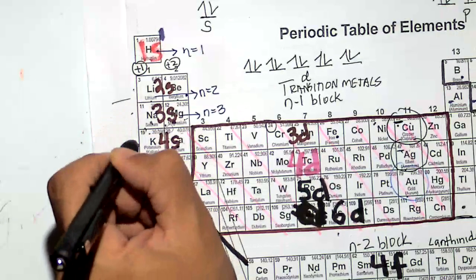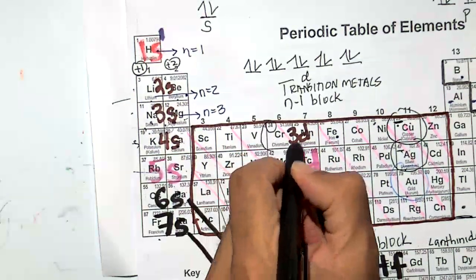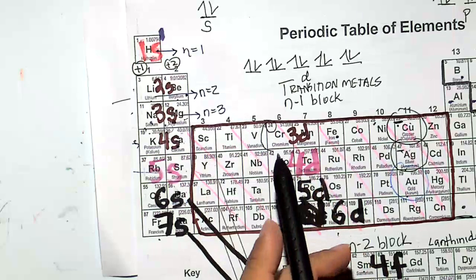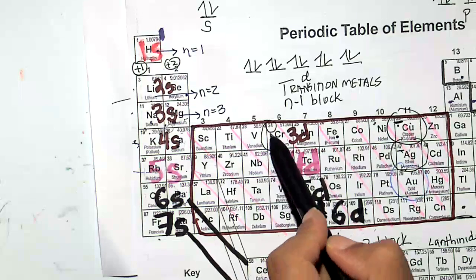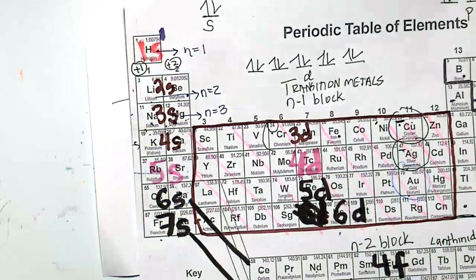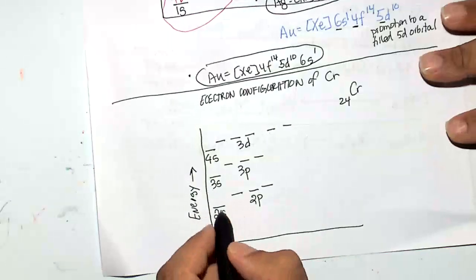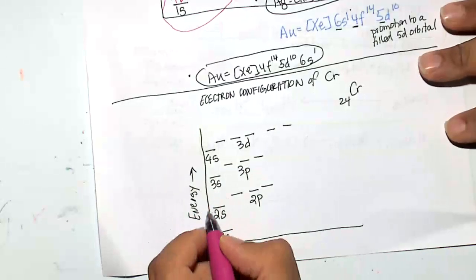Okay, where's chromium at? Chromium is at 1, 2, 3, period 4, it's in the 3d block. Period 4, 3d block, 24 electrons. Okay, let's go ahead and count them out. Ready? Here we go.